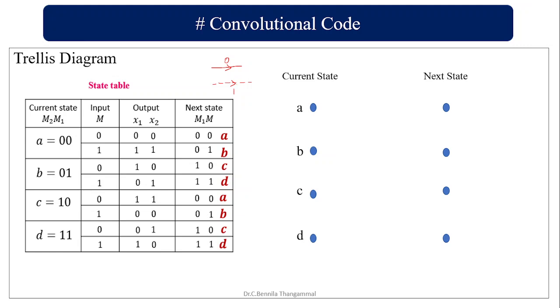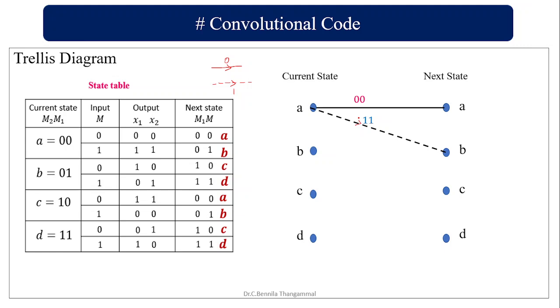So if my input is 0, from state A it goes to state A. At that time your output is 0 0. So from state A it goes to state A. I use a solid line. And your output here is going to be 0 0. Now from your A, it goes to B if your input is going to be 1. So I'll be using a dash line. So from A it goes to B, and then your output is going to be 1 1.